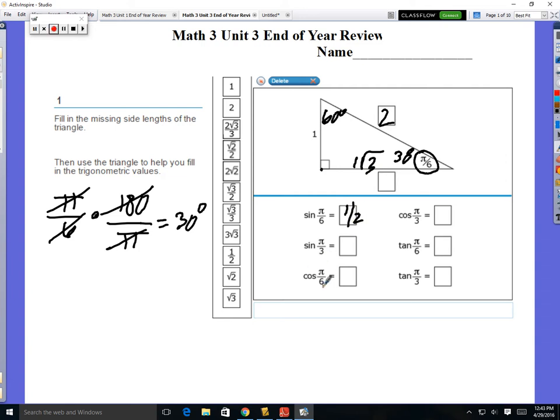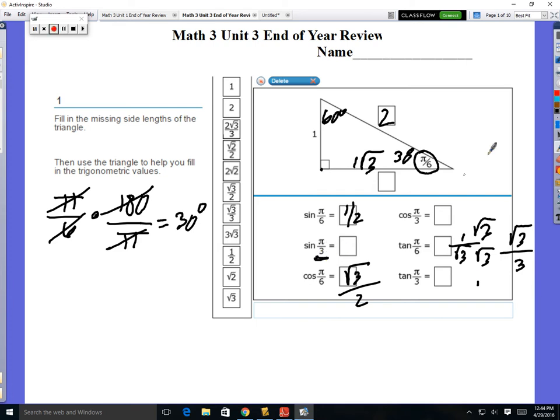Let's do the cosine of pi over 6. That's adjacent over hypotenuse, so that's square root of 3 over 2. And then let's do tangent of pi over 6. That's opposite over adjacent, so that is 1 over square root of 3. But you can't have a square root of 3 on the bottom, so you times the bottom by square root of 3 and the top by square root of 3. So it is square root of 3 over 3.